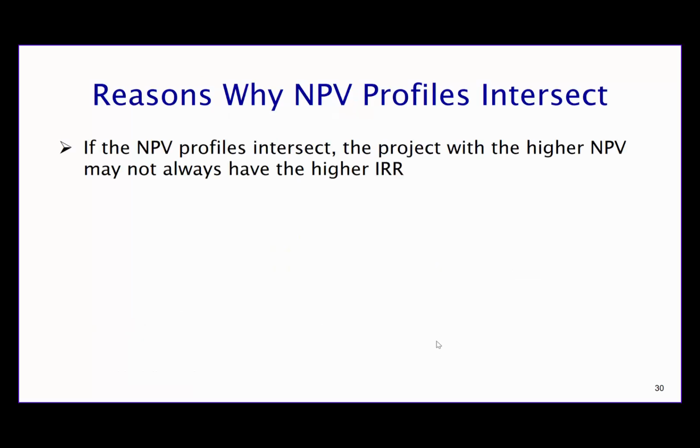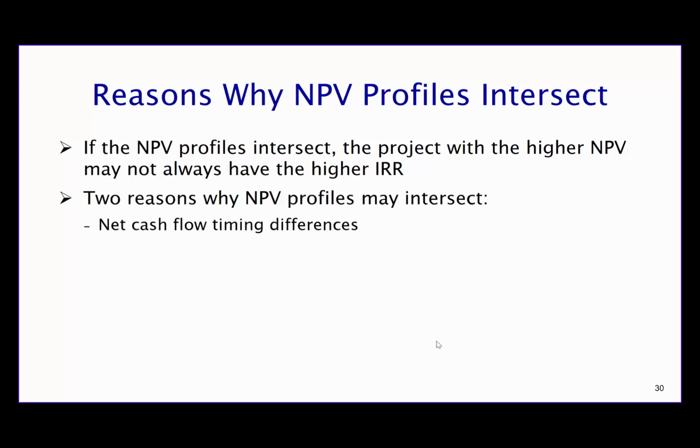Now, let's just ask a quick question. Why would NPV profiles possibly intersect? I mentioned a few moments ago that that's not the normal case. I think more often than not, they will not intersect. But what could cause them to intersect? Well, I can think of two reasons. First of all, timing differences in the net cash flows.